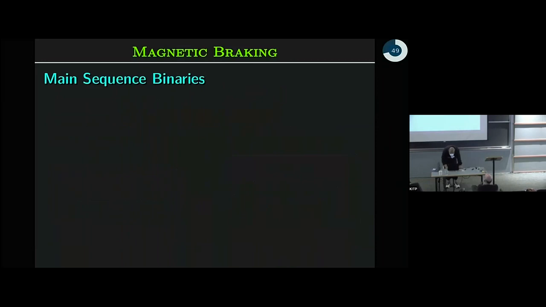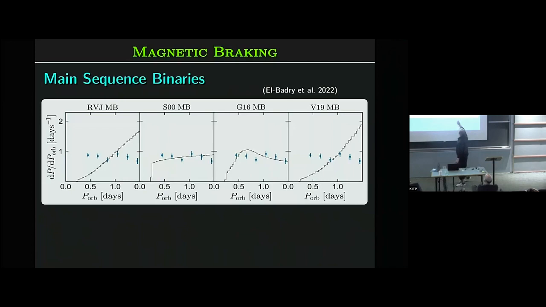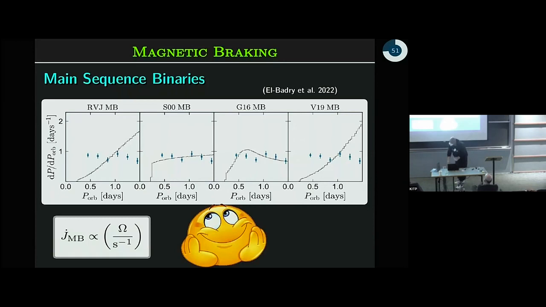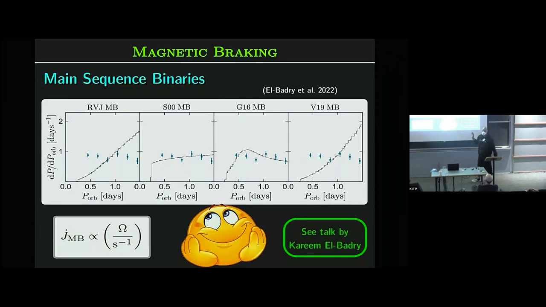This was done this year for the main sequence binaries by Elbad and collaborators. He will talk just after me, so he will explain this, hopefully. But what is important from this work is that they showed that a magnetic braking prescription similar to this can better explain the main sequence binaries. This is quite important because even though we apparently cannot constrain the strength of the magnetic braking, at least the shape, this is strongly suggesting that the magnetic saturation is something real.